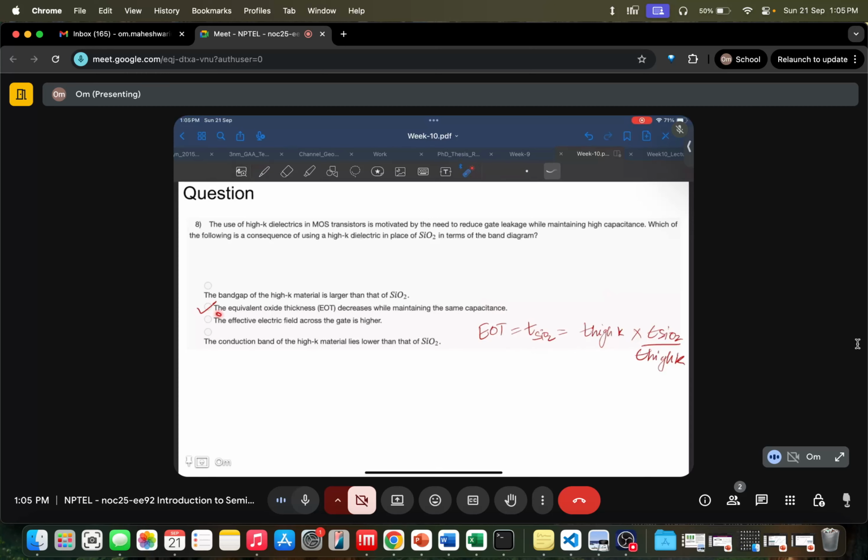So that is why we are using high-K materials, because physically we are increasing the thickness. The physical thickness is higher, but the equivalent thickness is smaller. So we get the same gate capacitance without increased physical thickness impacting it. So we can avoid the tunneling.